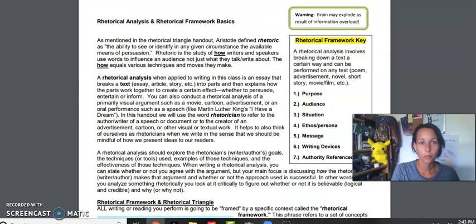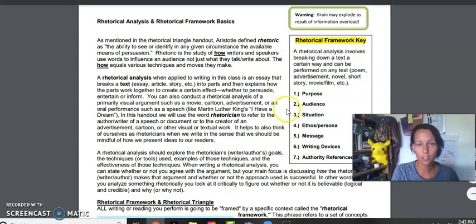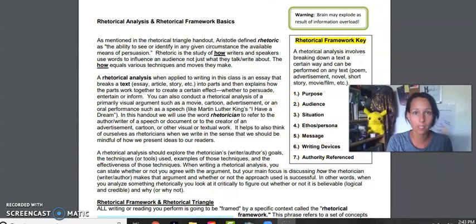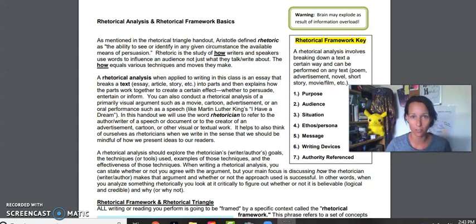So let's take a look at the rhetorical framework. This should look somewhat familiar to you. You may have already checked it out. If you haven't, no problem, because we're going to go over these 7 components together in this video.